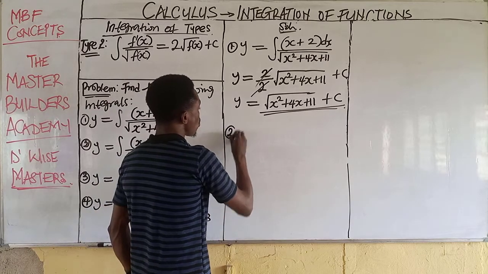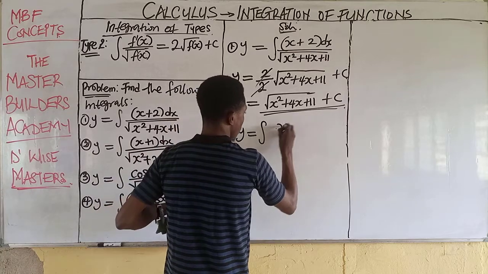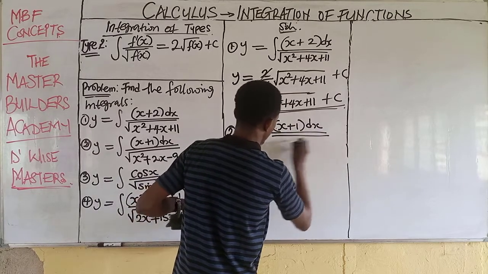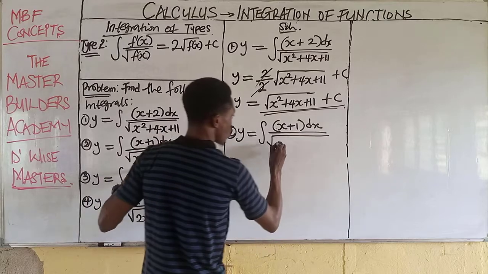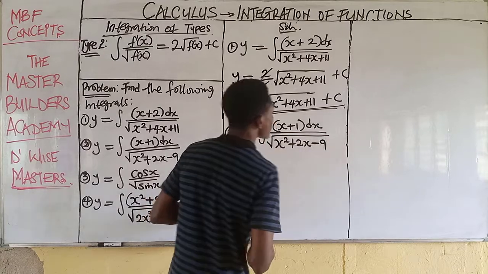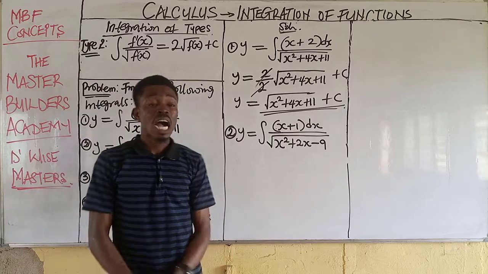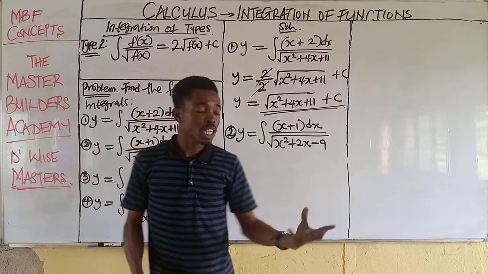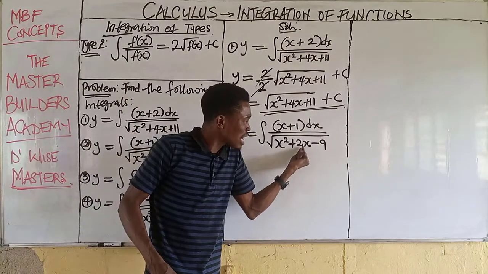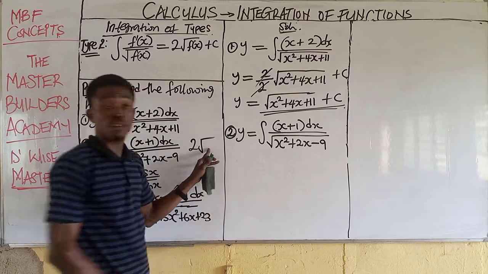Question number 2, we have that y is equal to the integral of x plus 1 dx all over the square root of x squared plus 2x minus 9 at the denominator. Now at the numerator, I have a function of x. Equally at the denominator, I have a function of x. All I need to do is to differentiate the function of x at the denominator. And also we need to recognize that the function at the denominator is enclosed within a square root.